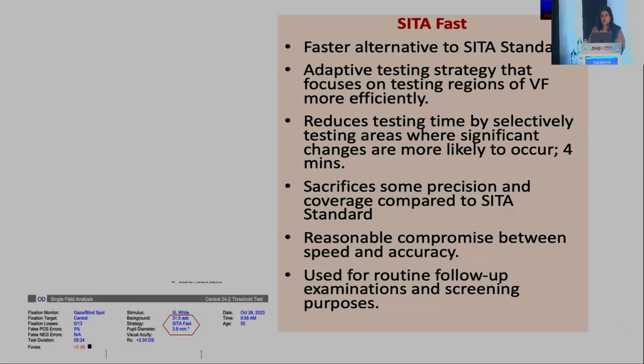A step over SITA Standard is SITA Fast, which is a faster alternative. It uses an adaptive testing strategy that focuses on testing regions of the visual field more efficiently. There is an intuitive element with this test. If you are a smart tester, the points would be projected to you at a faster pace, and some of the points the machine will fill on its own.